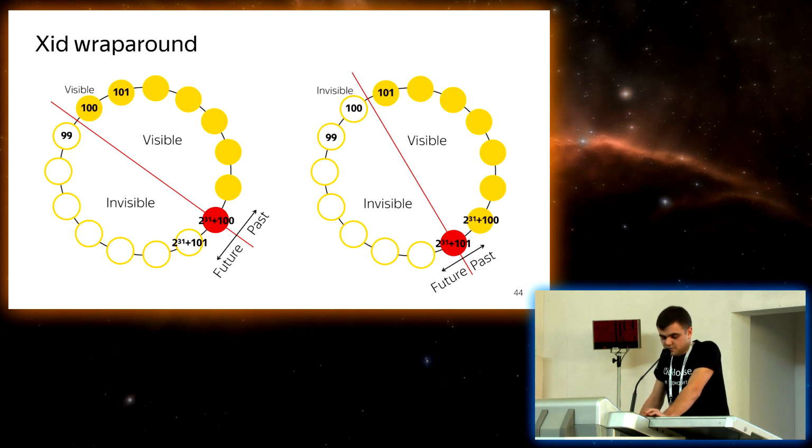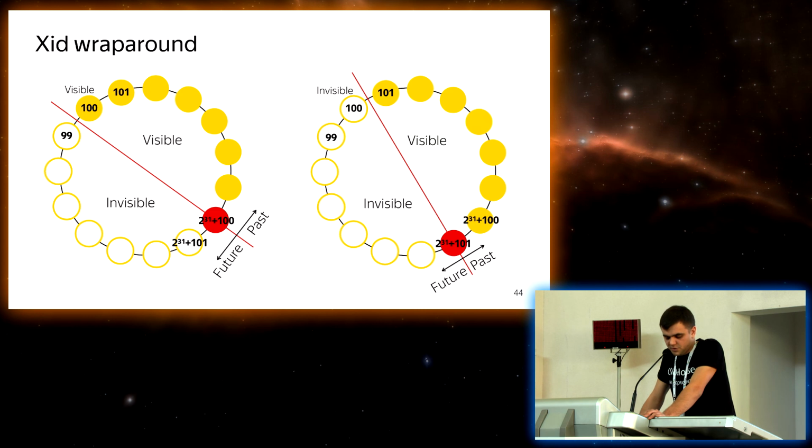In Postgres, the transaction counter is 32-bit. So it overflows quite quickly. This is why it is made in this cycle. The red dot shows the transaction. It has half of the circle in front of it, half of the circle behind it, which is the past for it. It sees everything which was committed in the past, but cannot see anything which is in the future.